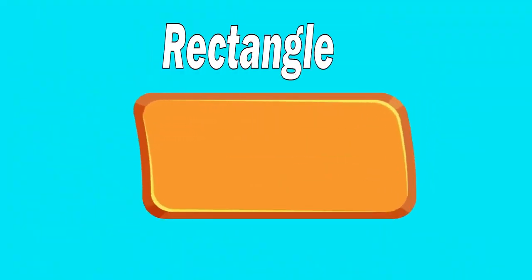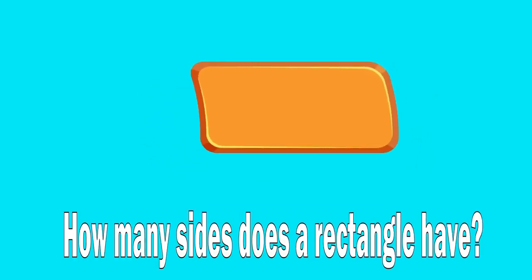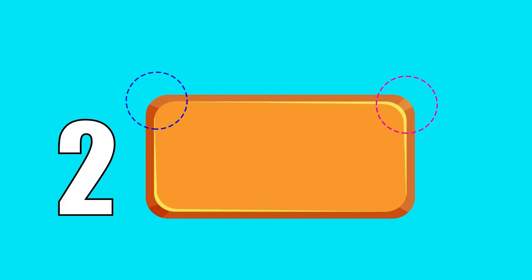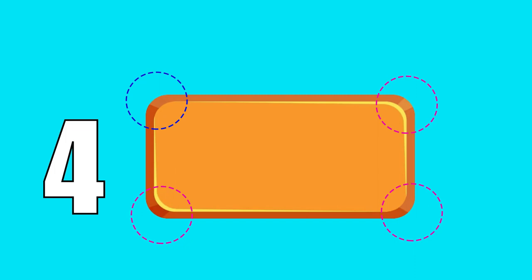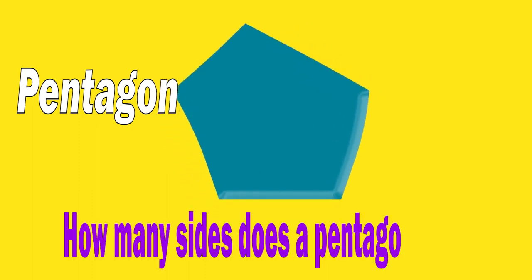Rectangle. How many sides does a rectangle have? 1. 2. 3. 4. Pentagon. How many sides does a pentagon have? 1. 2. 3. 4. 5.